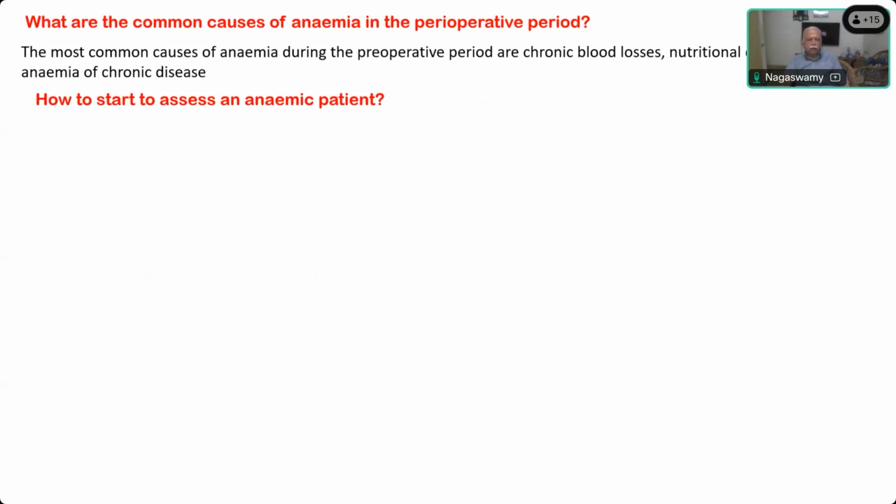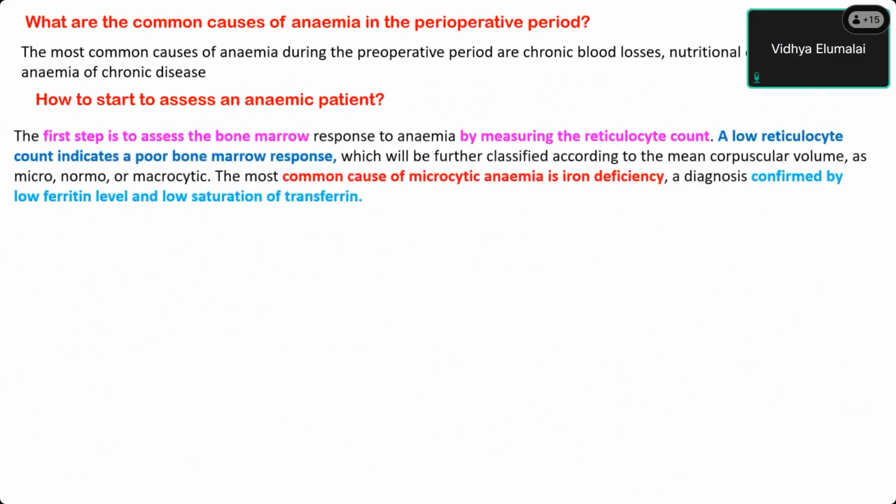Supposing you find the hemoglobin is only 9 grams or 8 grams in a patient who has come for pre-anesthetic checkup. Will you accept and give him fitness, or will you want to work out and find out why he is anemic? In case you want to find out the reason for his anemia, how will you start the workup? First, we have to take a history regarding the diet, iron intake, bone marrow response, or any weight loss.